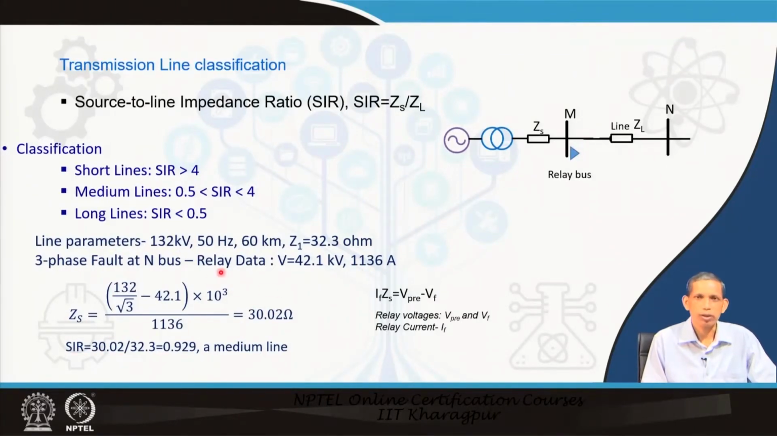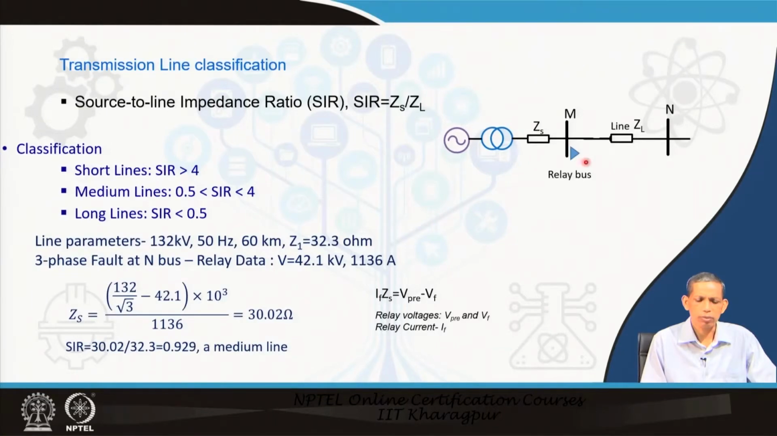So, this is what we are trying to figure out, what is the corresponding SIR of the line, and then in which category the line belongs to out of these 3. This is important from protection perspective. In the later lectures, we will see the relevance of this, which protection schemes can be good in which categories of these lines.